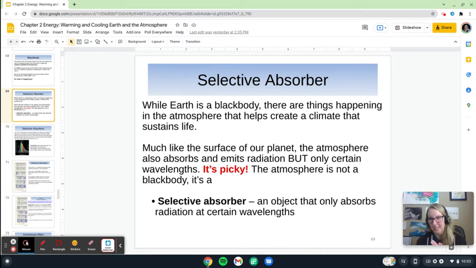But the atmosphere isn't like that. There are certain wavelengths of energy that come to the atmosphere, and the atmosphere doesn't have anything to do with them. But there are other wavelengths where the atmosphere does absorb and emit. And these are called selective absorbers. That's an object that only absorbs radiation at certain wavelengths.